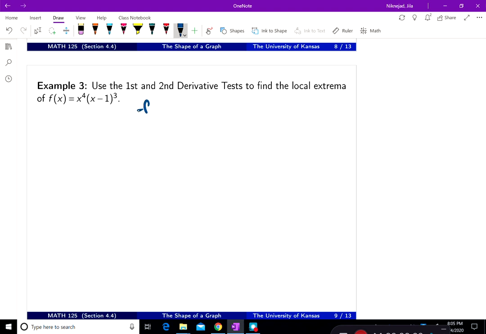So let's take the derivative of this. What do I get? The derivative of the first one, which is 4x to the power 3, times the second one unchanged, plus the first one unchanged times the derivative of the second one, which is 3 times (x minus 1) to the power 2 times the derivative of the inside, which is 1. And I'm putting the 3 in front: 3x to the fourth, (x minus 1) to the power 2.